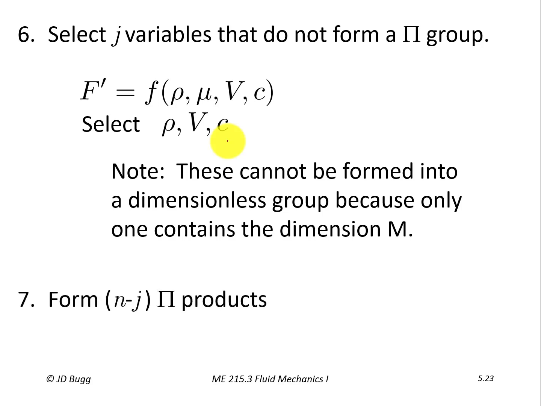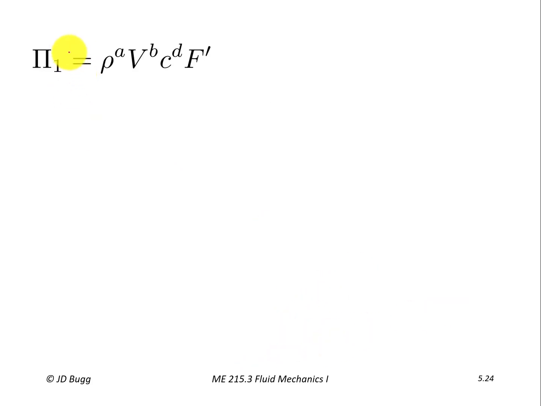So step 7 is to form our dimensionless products, or our dimensionless groups, or pi products. And remember, we're expecting to get 2 such dimensionless groups, because n minus j for our problem is 5 minus 3. So this is where we'll show you how to get those groups. We didn't describe that when we just listed the steps of the Buckingham Pi theorem, but we'll show how to do that now. So we're going to find 2 of these pi groups.